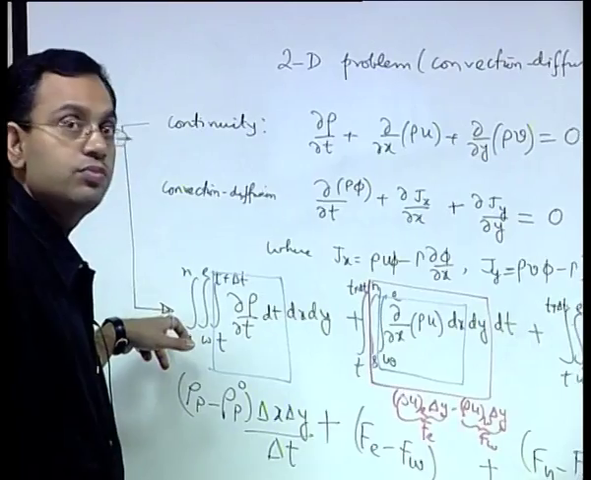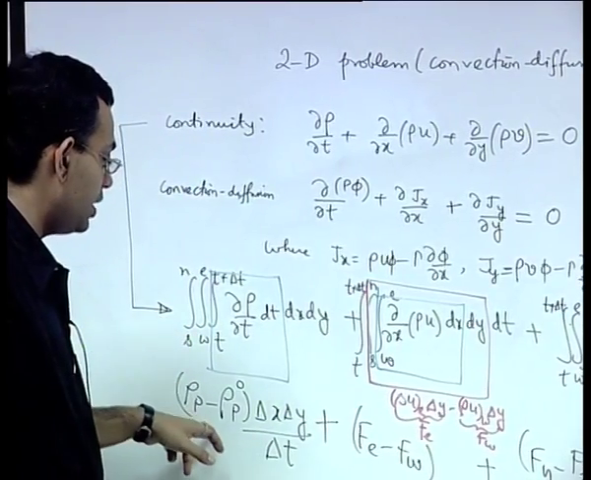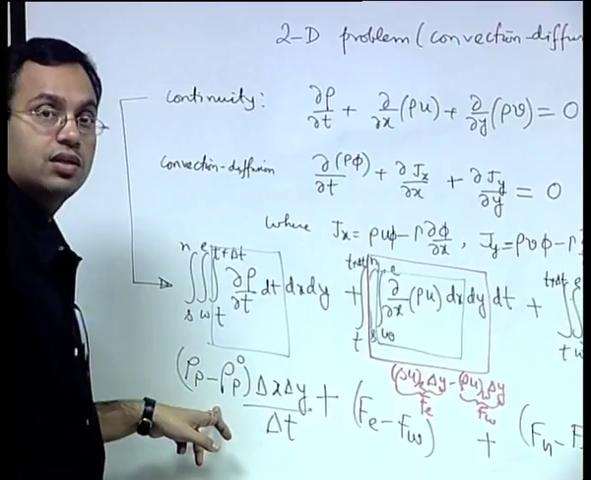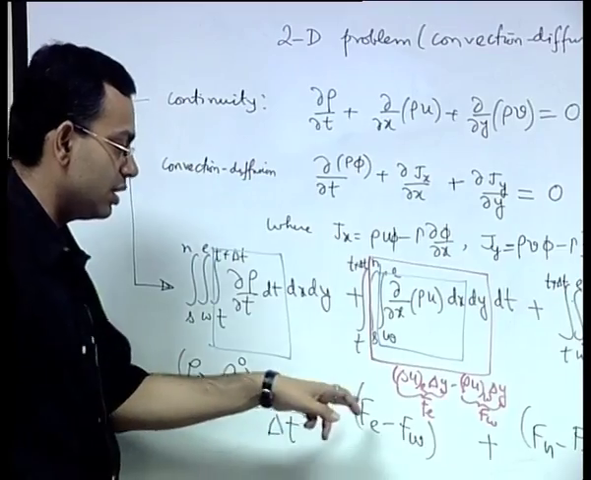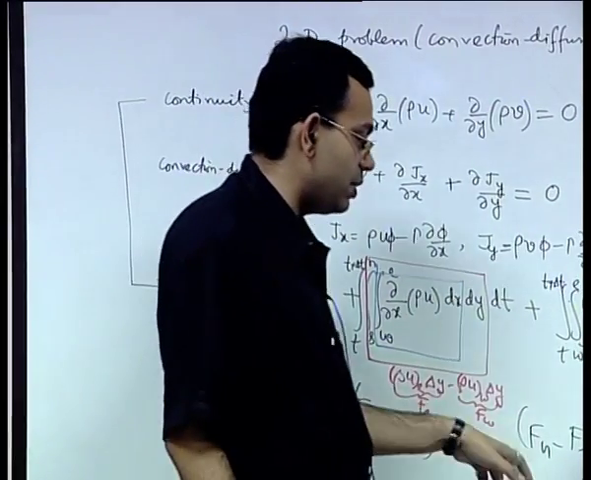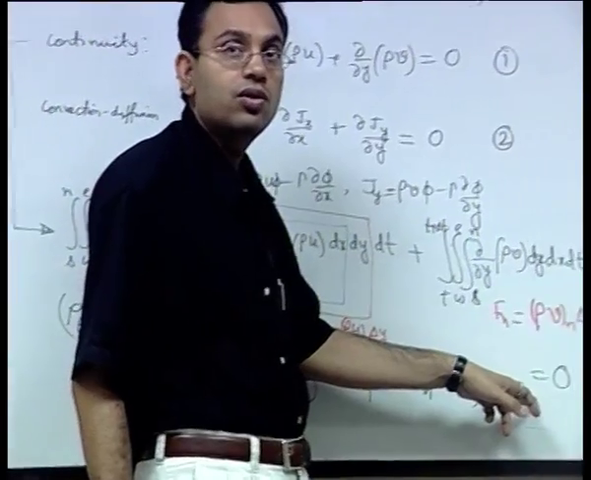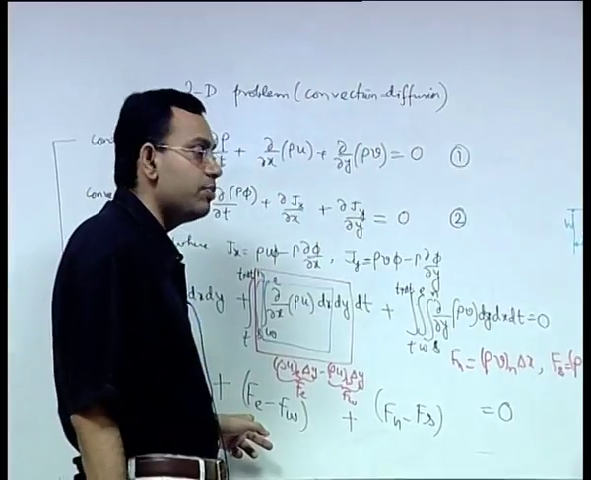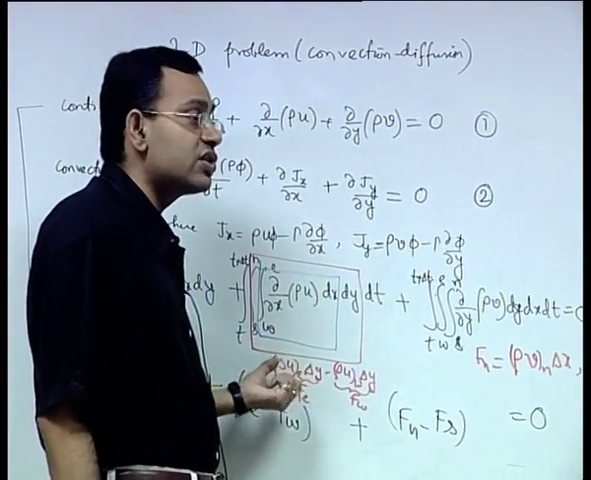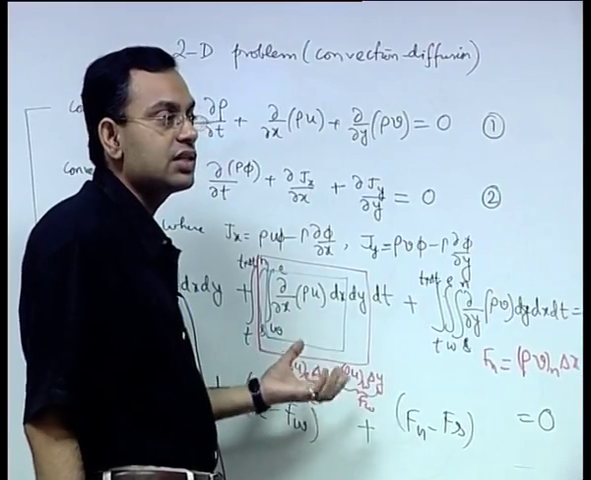the control volume chosen, and from that we obtained the following equation: (rho P minus rho P naught) delta x delta y by delta t plus Fe minus Fw plus Fn minus Fs equal to 0, where the quantities capital F represent a sort of flow strength across various faces of the control volume.